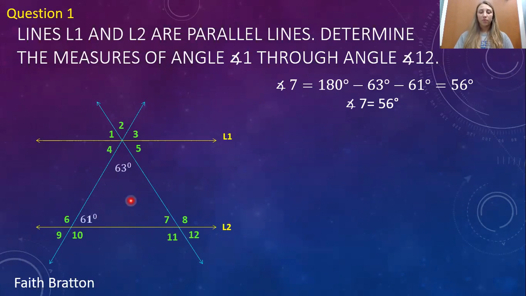To find angle 7, we add up the two numbers that we have, which are 61 and 63, and subtract them from 180. So we have 180 minus 63 minus 61, and we get 56. So angle 7 is 56.